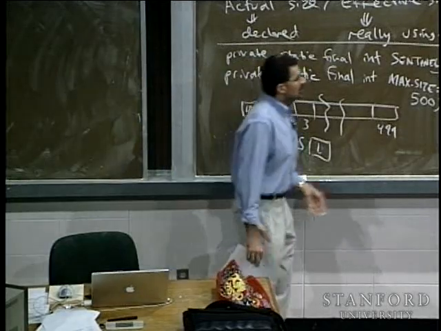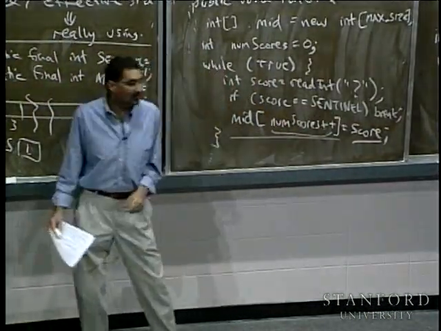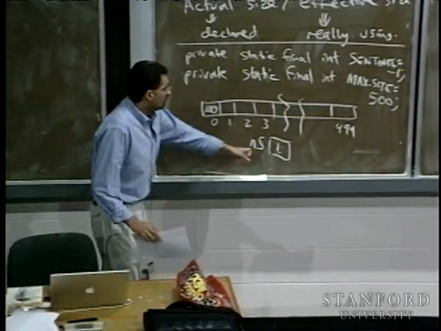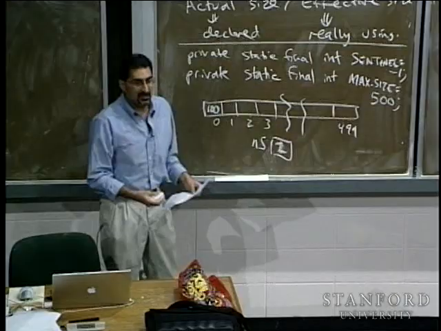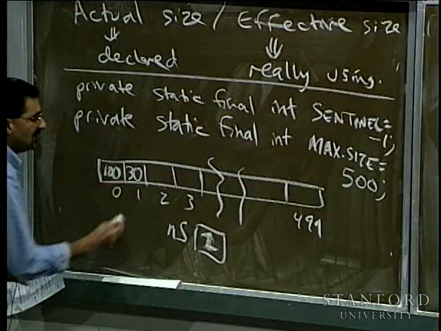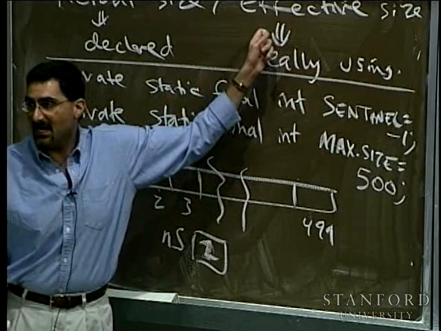Sorry, it just didn't work out. Study. You get the 30. It's not equal to the sentinel. Where am I going to store that? Mid sub numScores plus plus. NumScores is currently 1. I add 1 to it, I get 2, but I return the old value, which is 1, and so I stick the 30 in mid sub 1. So numScores here is the effective size of my array.